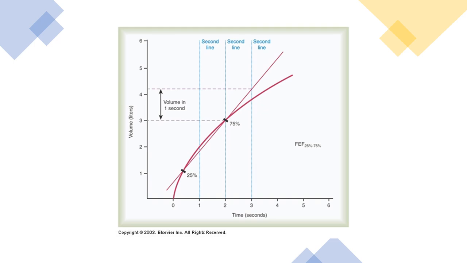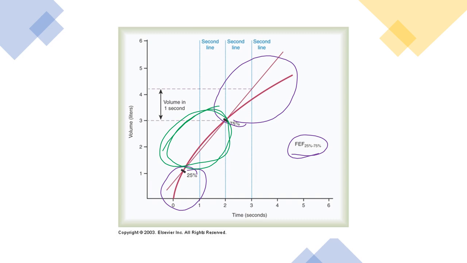So here is a picture of the 25 to 75%. I took this one directly from your book. So here, when we have this patient exhale, FEF 25 to 75, we're not measuring the flow rates for that first 25%. We're not measuring flow rates after the last 25%. We're measuring flow rates here in this middle 50%. So after that, we can see what their flow rates are for their medium to small airways.